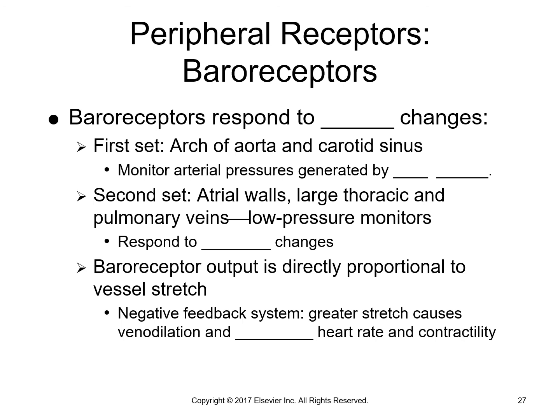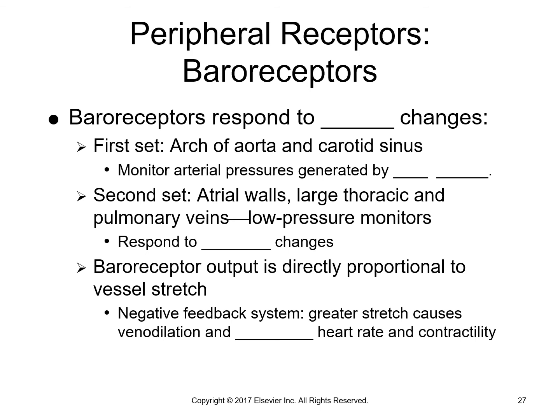All right, so now we're talking about, again, the peripheral receptors, those baroreceptors. When you think of baroreceptor, baro, you think of barometric, so you're thinking of pressure. Baroreceptors respond to pressure changes. In the first set, they are in the arch of the aorta and the carotid sinus, so they monitor our arterial pressures that are generated by the left ventricle. The second set, on the arterial walls, large thoracic and pulmonary veins, are low pressure, so they respond to volume changes.